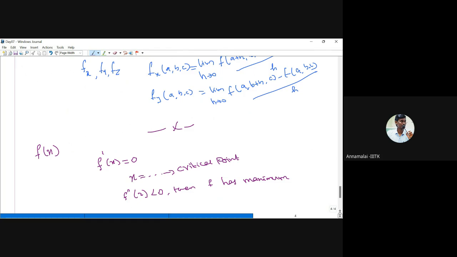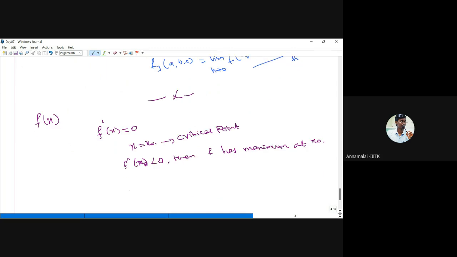So maybe if we take f dash of x naught is some solution. Suppose x naught is a solution, you have to substitute in the second derivative. If it is negative, then f has a maximum at x naught. Suppose f double dash is positive, then it is a minimum. If f double dash of x naught is positive, then f has a minimum at a point x naught.